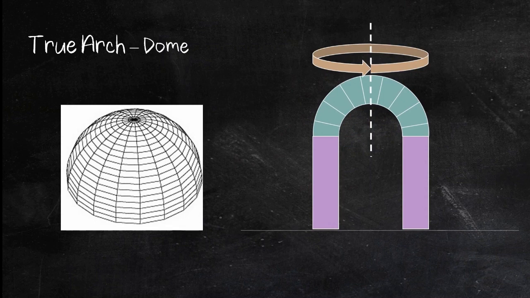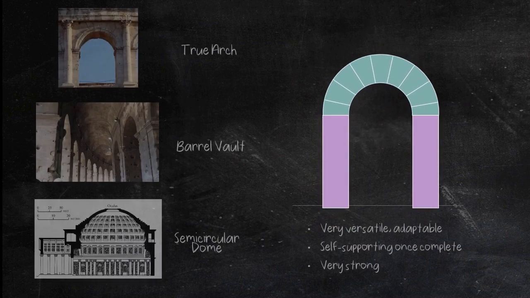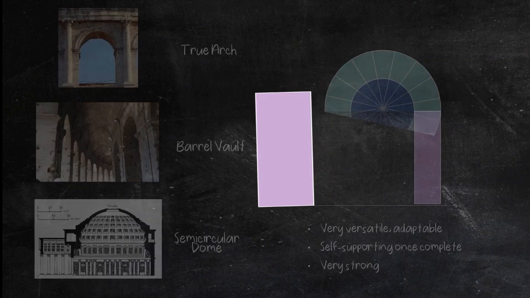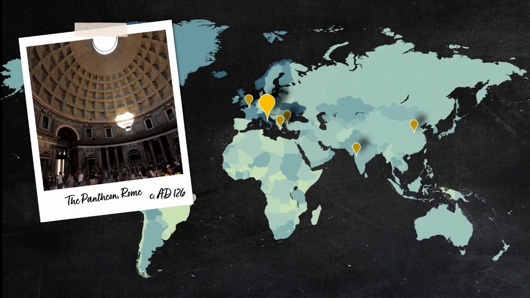Now, arches and their derivative forms form the basis of some of the greatest architectural monuments in the world because they can be combined and adapted to create lots of variations. They're really strong, and they're able to cover large areas without additional support, unlike post and lintel or corbelling. The absolute masters of arches and domes were the Imperial Romans, and one of the greatest demonstrations of their skill is the Pantheon, that was built around AD 126 in Rome.